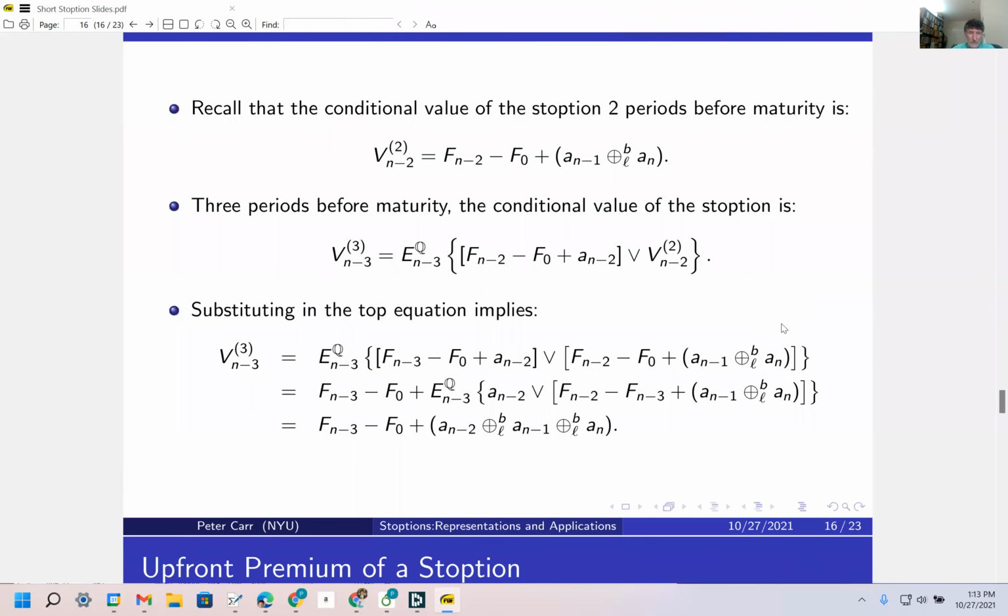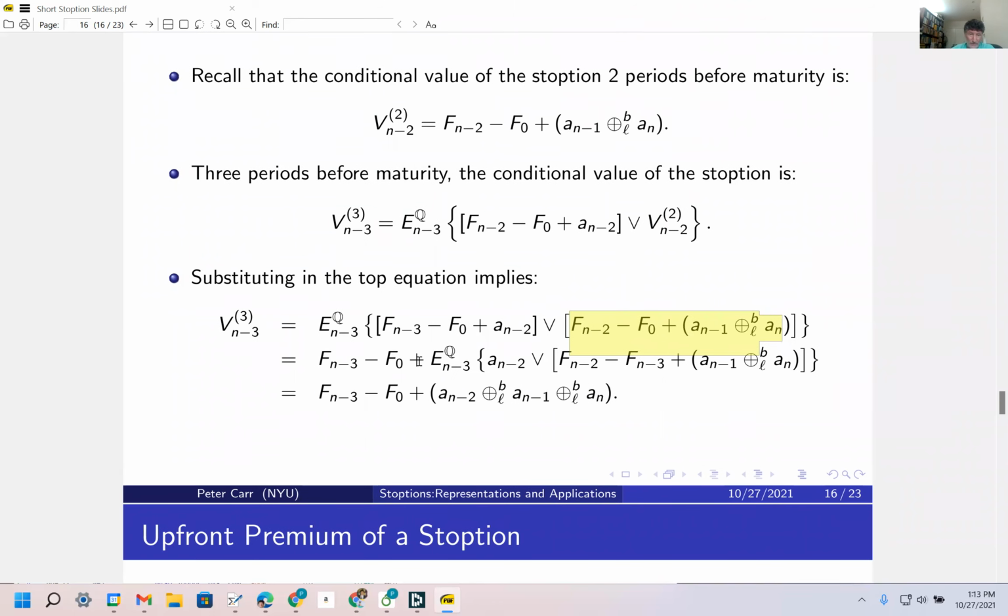Before we do, let's just record what the continuation value was at n minus 2. So we step back to time n minus 3. We sort of turn the crank. We want the conditional expectation of stopping at time n minus 2 or continuing. We plug in the continuation value. We can again factor out.